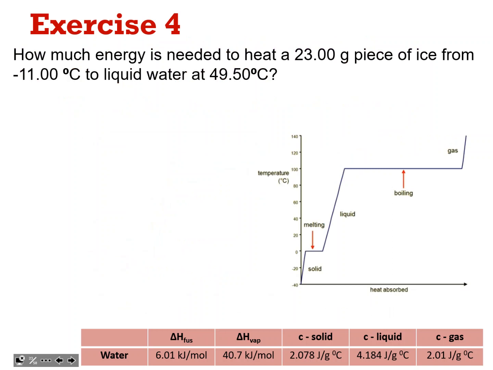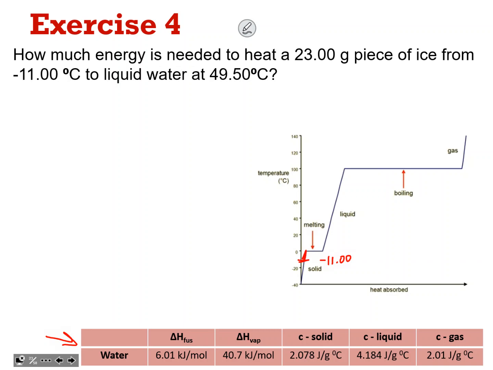So, for example, here we have: how much energy is needed to heat a 23-gram piece of ice from -11 to liquid water at 49.50 degrees? Now notice you would be given this information. You're given the heats of fusion and vaporization. You're also given the specific heats in the solid, liquid, and gaseous form. So that information would be provided to you if you didn't already have that.